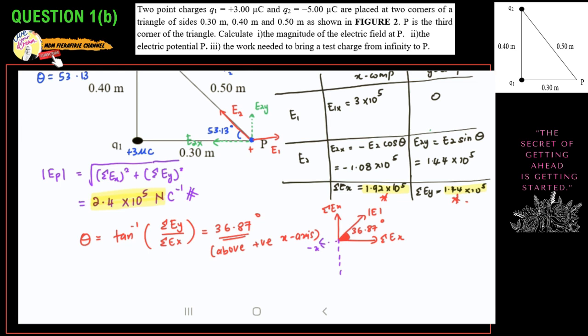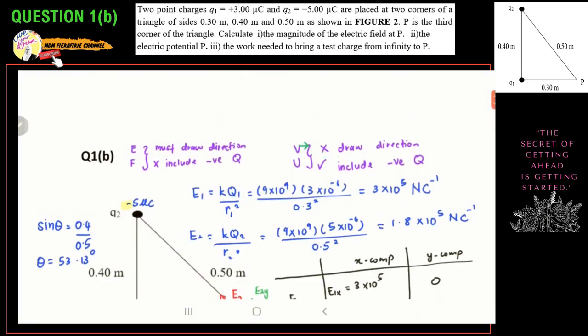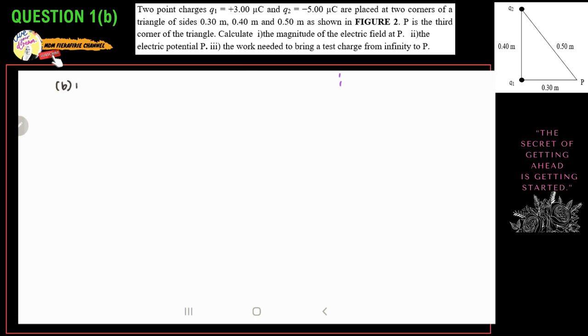So question B2, calculate the electric potential. Remember electric potential, this one V, no need to draw direction at point P. Terus saja kira. Guna formula, but in your calculation, you must include negative sign for the charge. So B2, we want to calculate potential at P. So, it's due to charge 1 plus due to charge 2, V1 plus V2.